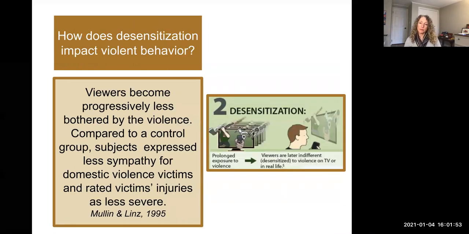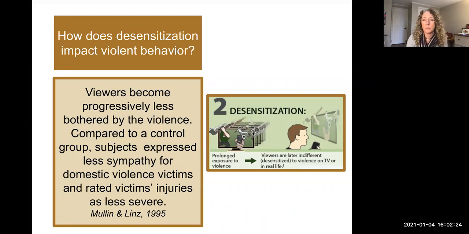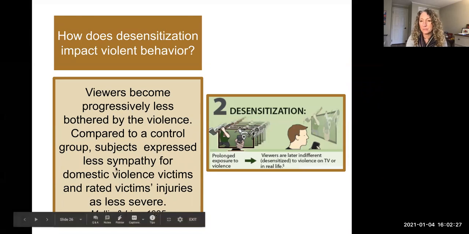And the other term that we tend to talk about is something called desensitization. This is the one that I feel most concerned about, and I worry about this: the more that you're exposed to things that are violent and aggressive, you kind of get used to it. You know how we talked about sensory adaptation? Think of this in the sense of looking at particular behaviors that eventually are just not going to impact you as much. Viewers become progressively less bothered by the violence compared to the control group. And notice here it says, and might potentially have less sympathy.